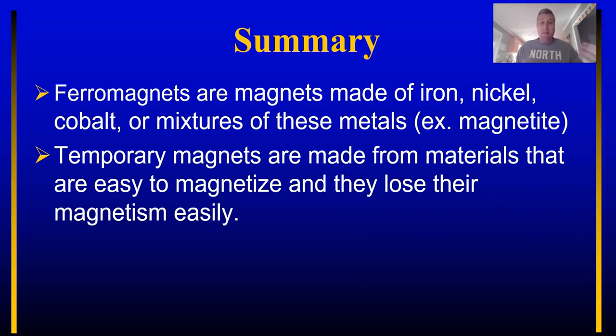Temporary magnets are made from iron or a core of iron. We make temporary magnets by passing electricity through it, and that way we can control the magnetism. We can turn it on, we can turn it off. These are used a lot in our everyday life.